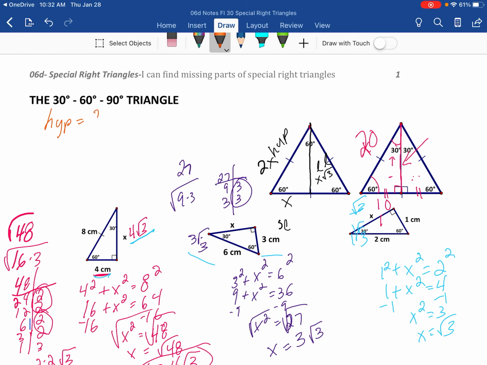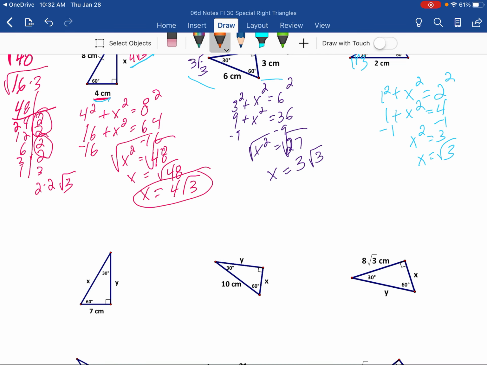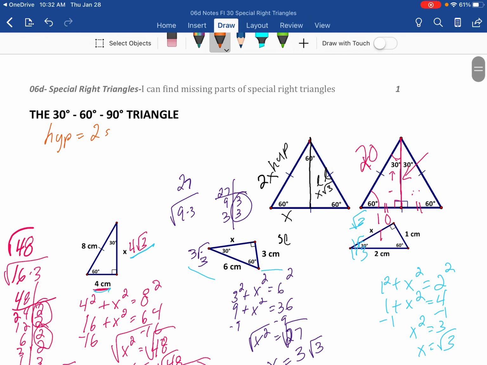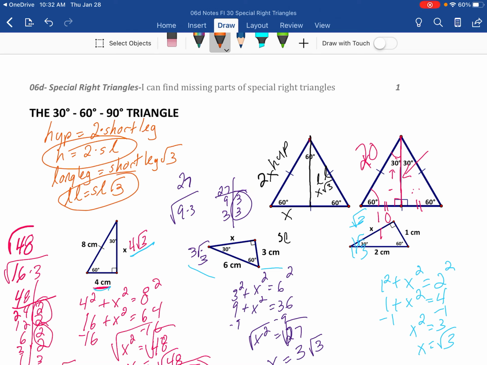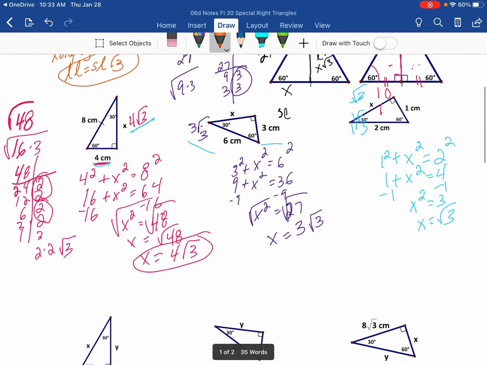And I only ask you to do these 2 things. I know that my hypotenuse is equal to 2 times my short leg, so hypotenuse is equal to 2 times SL. And I also know my long leg, the longer leg, is equal to my short leg times radical 3. So my long leg is equal to short leg radical 3. Those are the 2 things that you have to remember. My hypotenuse is 2 times my short leg. My long leg is my short leg times radical 3.